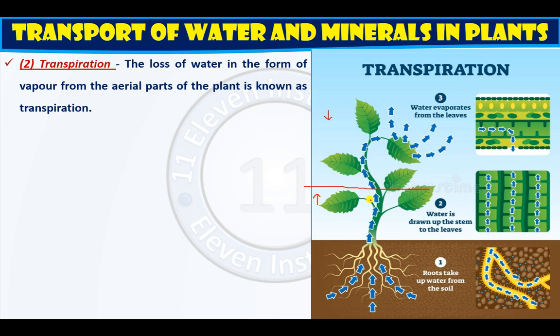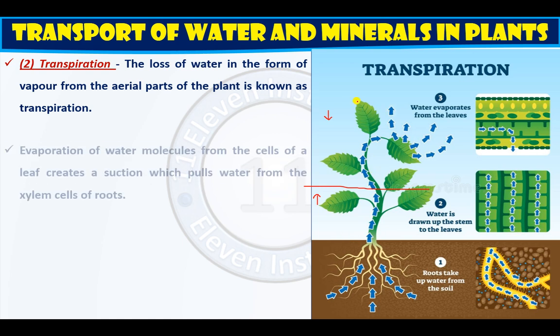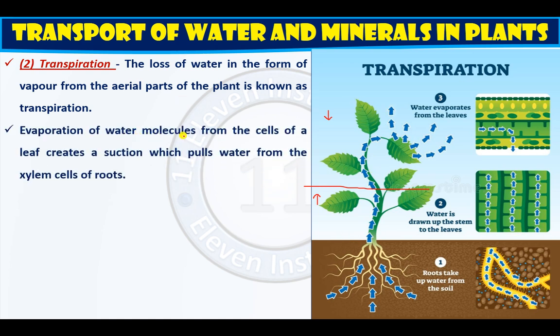So water will definitely move from higher concentration to lower concentration and by such method you can make your water reach to the highest point in the plants with the help of transpiration. Evaporation of water molecules from the cells of leaf creates a suction which pulls water from the xylem cells of the root.